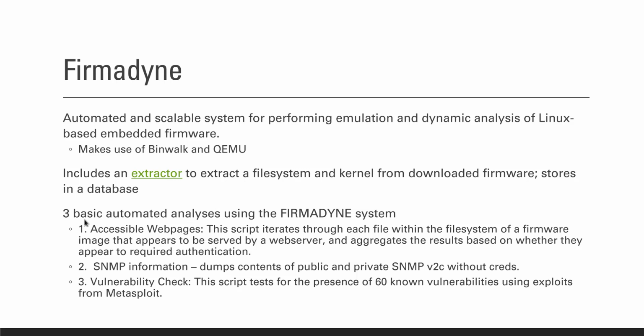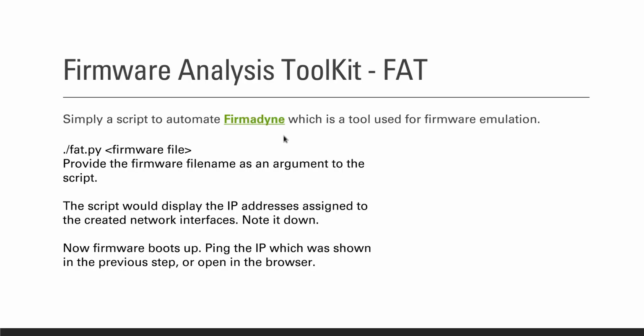It can also perform three basic automated analyses. It can look for accessible web pages, it can look for SNMP information, and it will also do a vulnerability check for known vulnerabilities using exploits from Metasploit. Like I mentioned before, this is a little bit difficult to get installed and to use. So I did run across the Firmware Analysis Toolkit, which just makes it much easier. It's a script that allows us to automate Firmadyne. I'll show that in a minute, but essentially how you run it is you do a ./fat.py inside of its directory, and then you give it the firmware file.